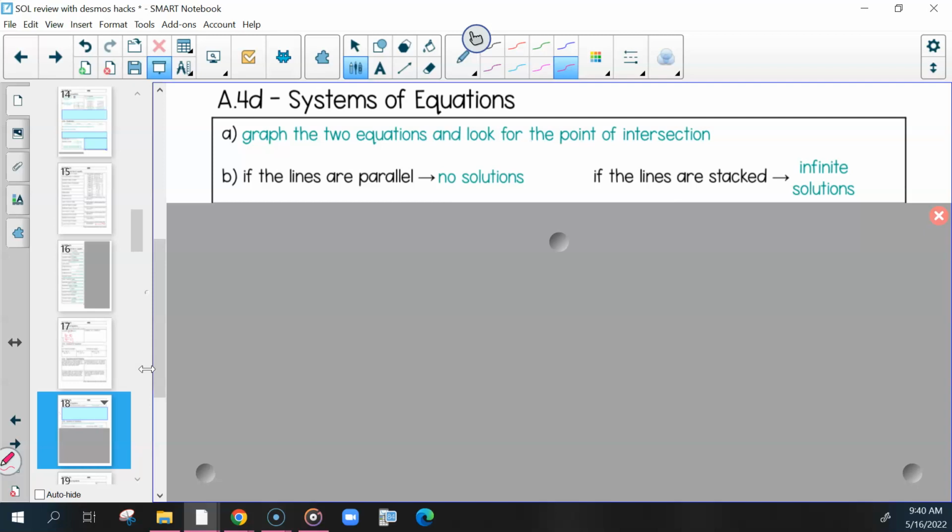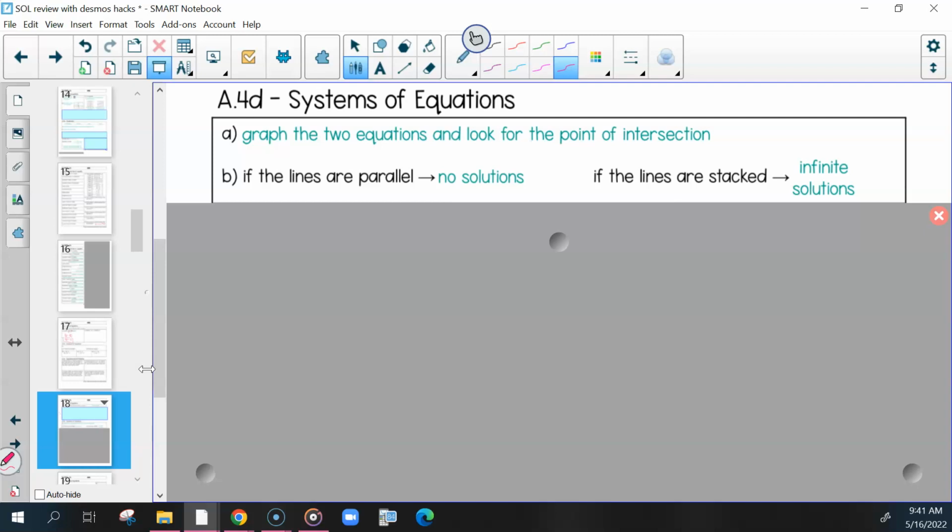What do you mean lines are stacked if they're all crossing each other? Stacked would be on top of each other. If they're crossing, that's a point of intersection, so they have one solution. Wait, so like, are the lines like dashed? Not for this. That would be for inequalities. Like greater than or equal to.